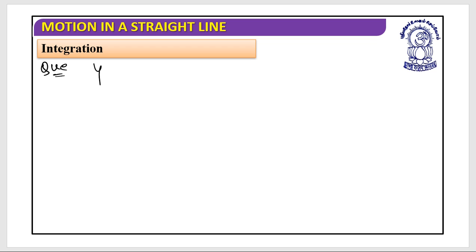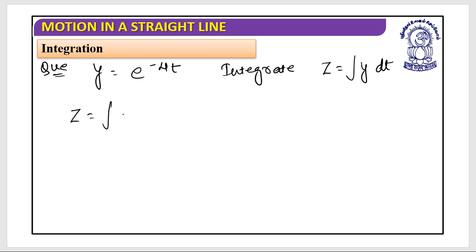Suppose you have been asked that y is equal to e to the power minus of 4t. What you need to do is integrate: z is equal to the integration of y dt. So it is e to the power minus of 4t dt. Sorry, this is with respect to t.